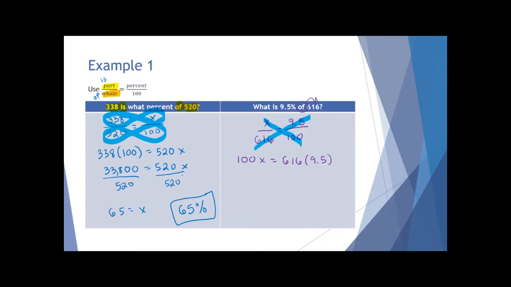So I need to multiply 616 times 9.5. So I get 100x equals, this comes out to 5,852. Then we need to divide both sides by 100 because I want just the x. So when I divide by 100, that gives me 58.52.